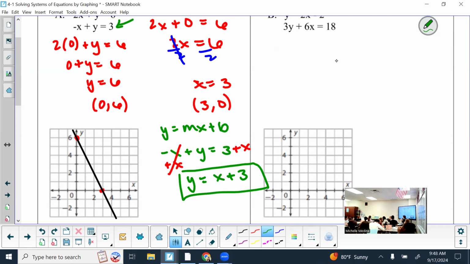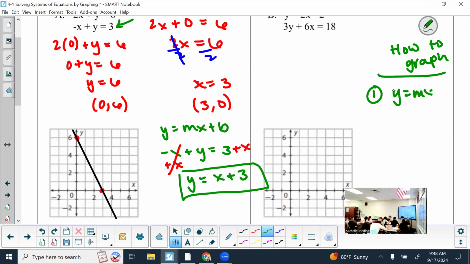Hopefully you know how to graph. If you don't, maybe write these steps off to the side. This one won't take a whole example. But when you are graphing, first you are wanting to make sure that it is in y equals mx plus b form. If not, isolate the y. Then what do you usually plot first? Nope. The b, which is your y-intercept. So plot your y-intercept.